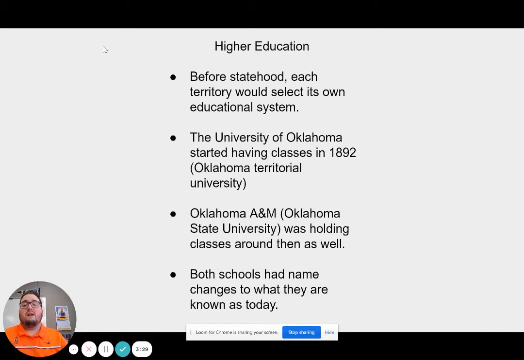Okay, so higher education. When we talk about universities, colleges, community colleges, anything above the high school level is considered higher education. We're going to take a look back at the history of higher education in Oklahoma. When we think about colleges in Oklahoma, there are two main ones. They're playing a football game this weekend. Go Pokes. We think about the University of Oklahoma in Norman, and also Oklahoma State University in Stillwater.